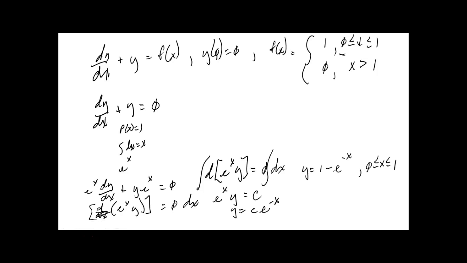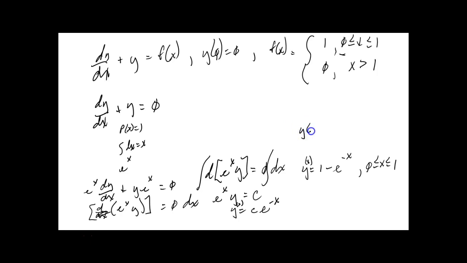Now, what we would like is for this, which is a function of x, and this, which is a function of x, to be the same thing at x equal 1. Wouldn't that be nice? Because that's your discontinuity here at x equal 1. So let's see what happens when x equal 1.